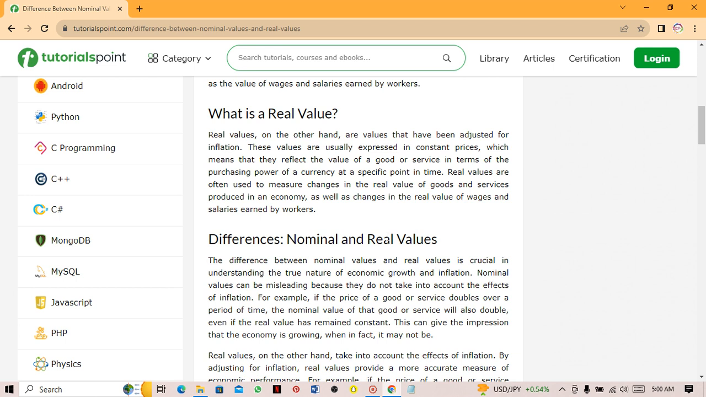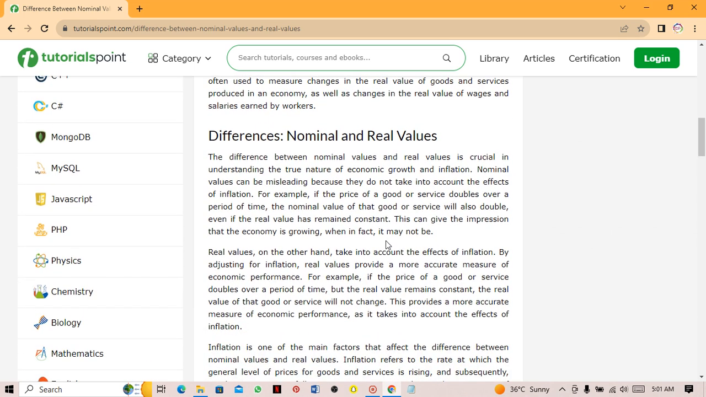What is a real value? Real values, on the other hand, are values that have been adjusted for inflation. These values are usually expressed in constant prices, which means that they reflect the value of a good or service in terms of the purchasing power of a currency at a specific point in time. Real values are often used to measure changes in the real value of goods and services produced in an economy, as well as changes in the real value of wages and salaries earned by workers.